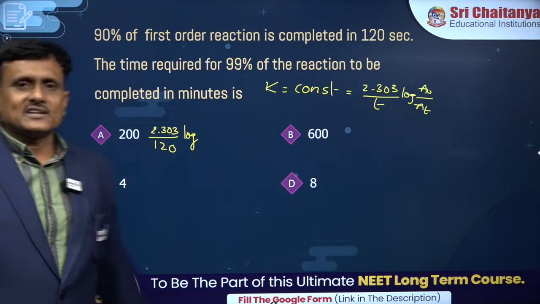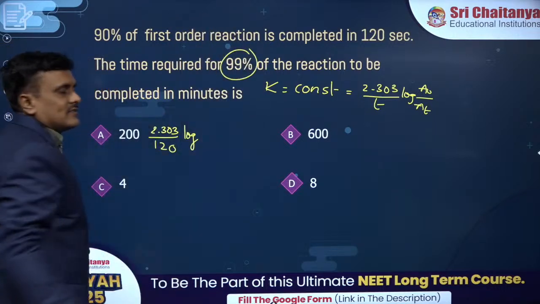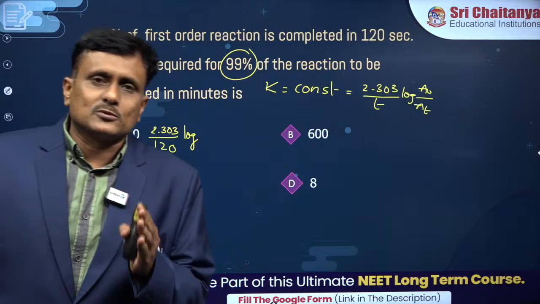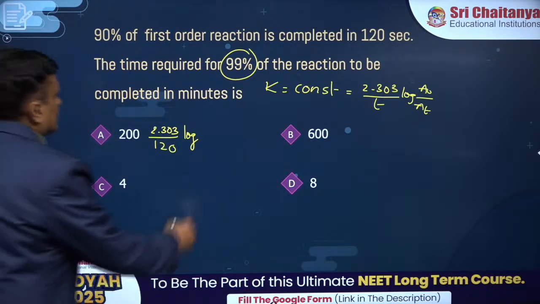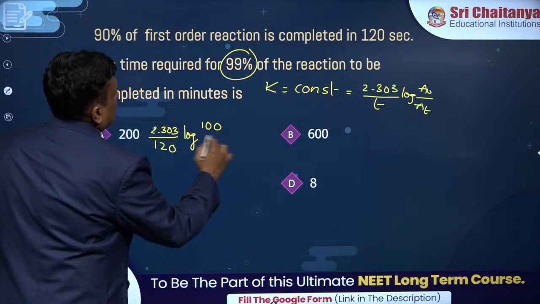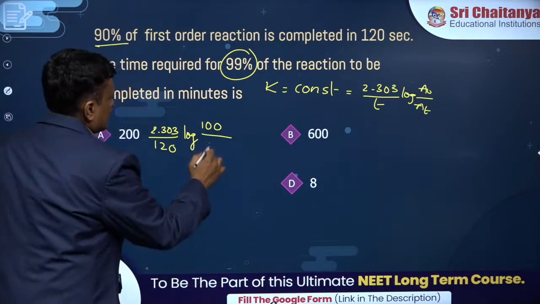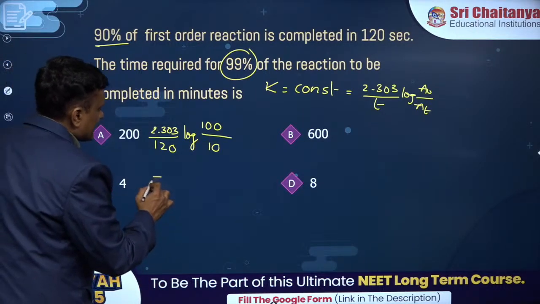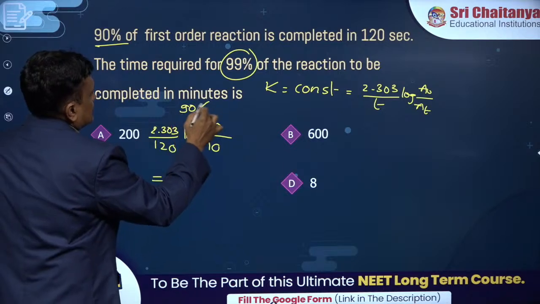Let's see. Log of initial concentration, let's assume as 100. Always remember, when you are given the data in percentages, it is always good to assume the initial as 100. Remember this. Initial I will assume as 100. You can see 90% is over, so remaining will be 10. The K will remain the same. This whole data is for 90% completion of the reaction.